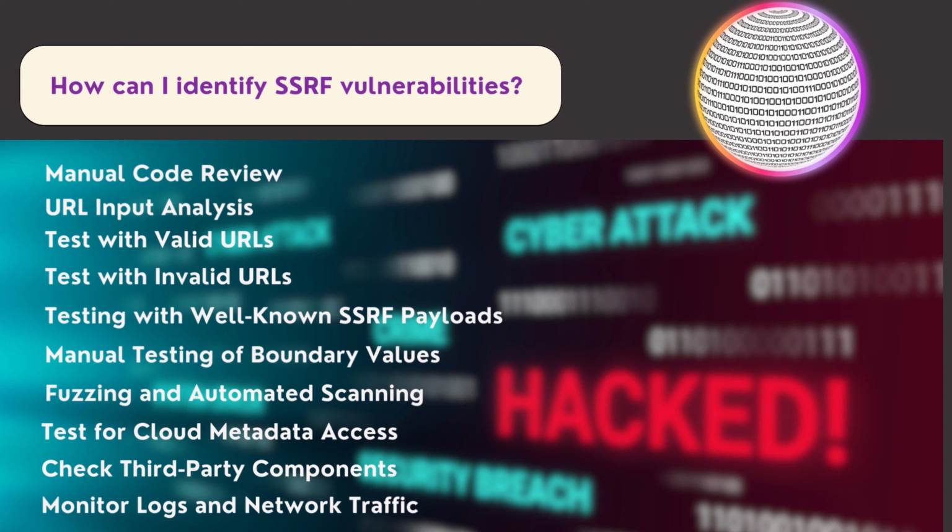Then we have fuzzing and automated scanning. So you can use fuzzing techniques to input a wide range of random or malicious values into the application's URL parameters and check for unexpected behavior. Automated security scanners can also help you identify potential SSRF vulnerabilities in your respective web application.